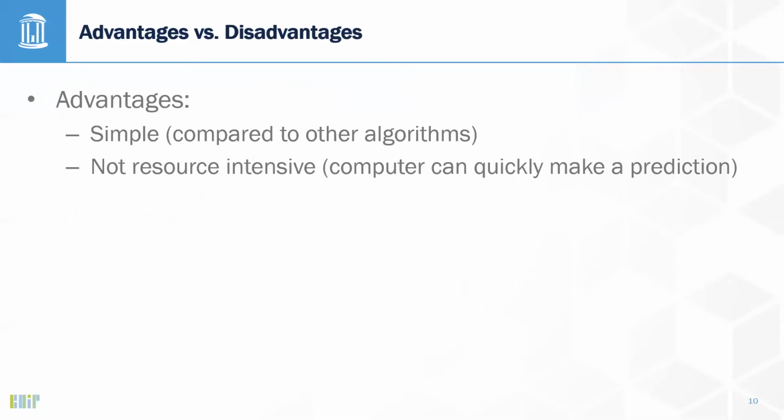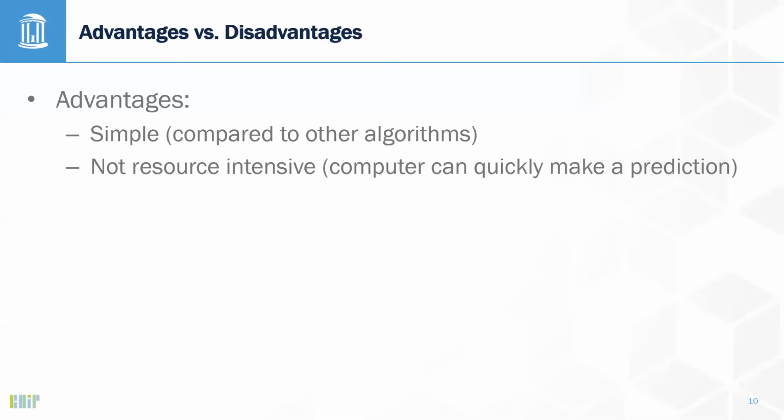Now, why would you use logistic regression? Well, it's a simple algorithm compared to some of the others you could use in machine learning. It is also not resource intensive. What this means is that computers can quickly make predictions on a lot of data. More complicated algorithms may take much longer to make those predictions for the same amount of data.